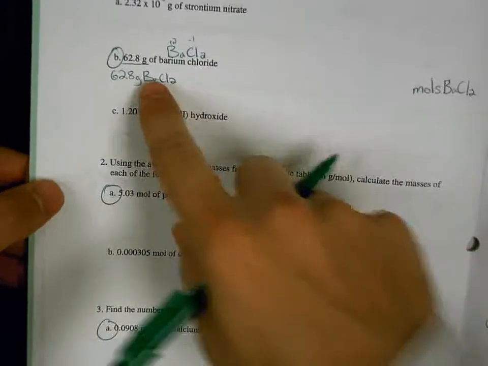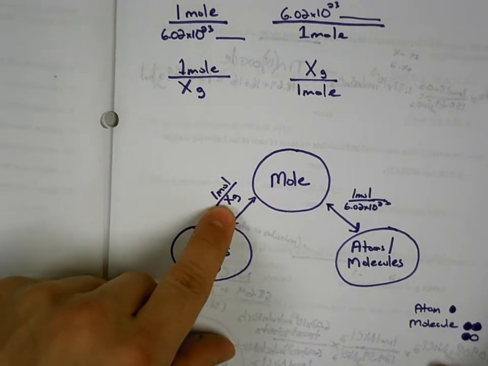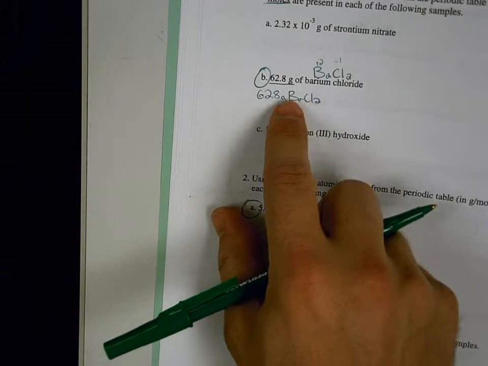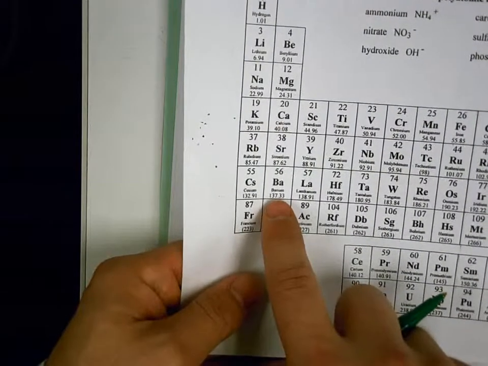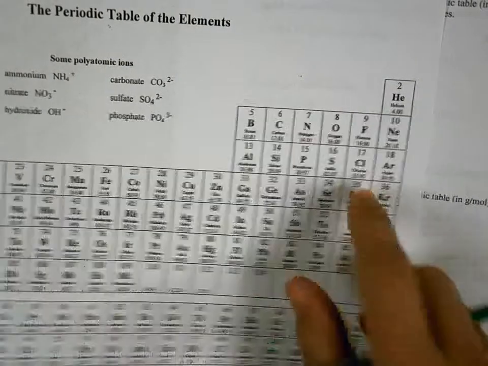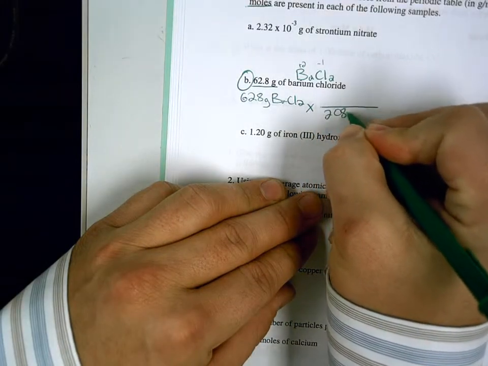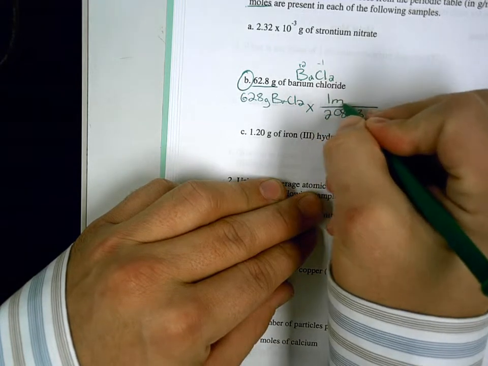Now, if we're wondering how many steps this is going to be, let's go all the way back to Mole Island and see we're starting from grams, we're going to moles. We're going to use this information, the x grams per 1 mole, which is from the periodic table. So when we look at the periodic table for barium chloride, we're going to have to add up 1 barium, which is 137.33 grams per mole, and 2 chlorines, which are 35.45 grams per mole. That ends up being 208.23 grams of barium chloride per 1 mole of barium chloride.